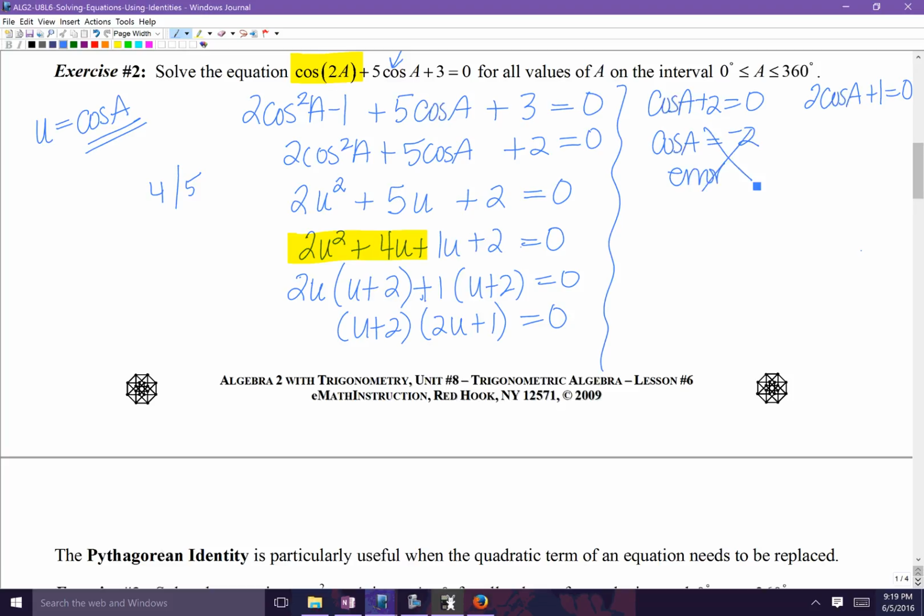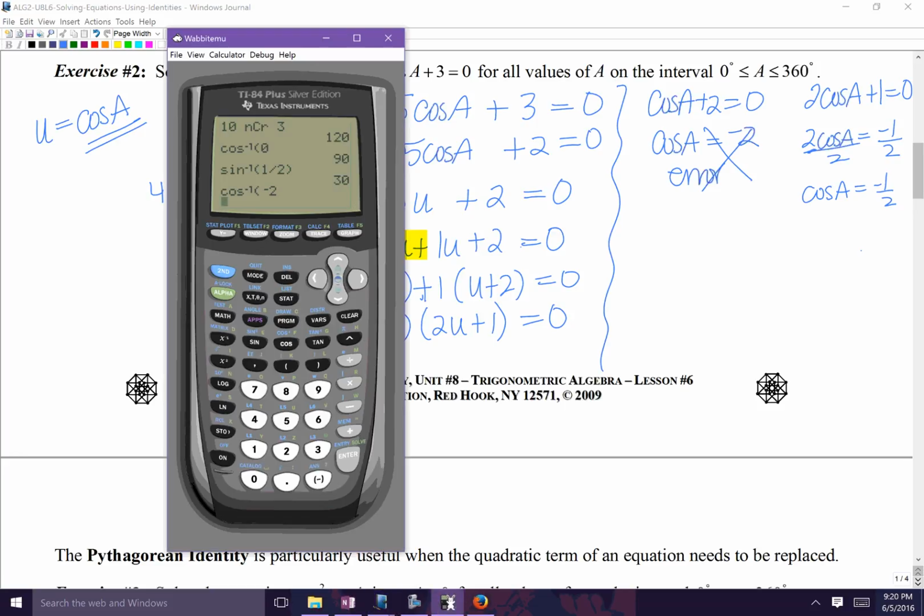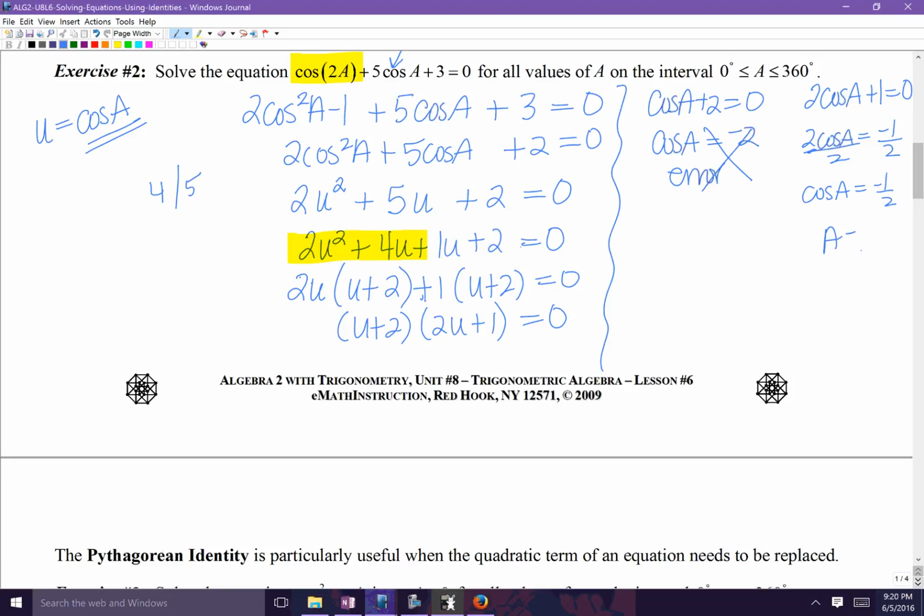This one, we have 2 cosine of a equals minus 1 to both sides. Divide by 2. Cosine of A equals negative 1/2. All right, so if you don't remember where the cosine is equal to negative 1/2, you help yourself out by saying inverse cosine. Oh, let me clear that. Inverse cosine negative 1 divided by 2. Okay, so A has a value of 120 degrees.